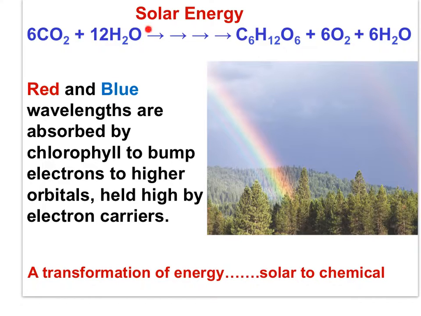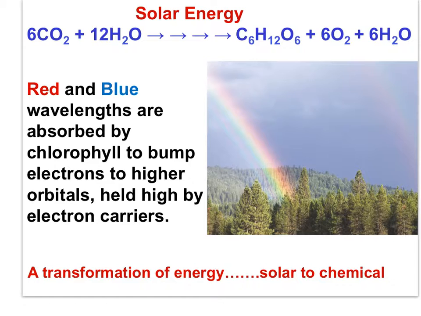Remember, the reason that there are 12 water molecules on the left side of the equation is because all of the oxygen evolved in photosynthesis arrives from the photolysis of water. So if 6 molecules of oxygen are evolved by photosynthesis, there must be 12 atoms of oxygen in the 12 molecules of water that serve as a reactant.